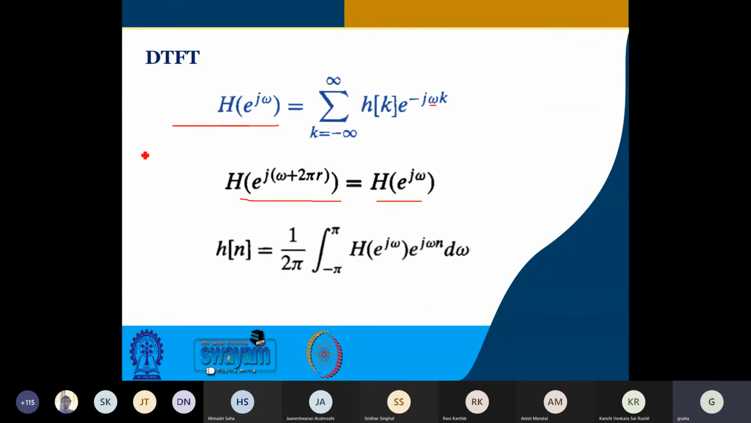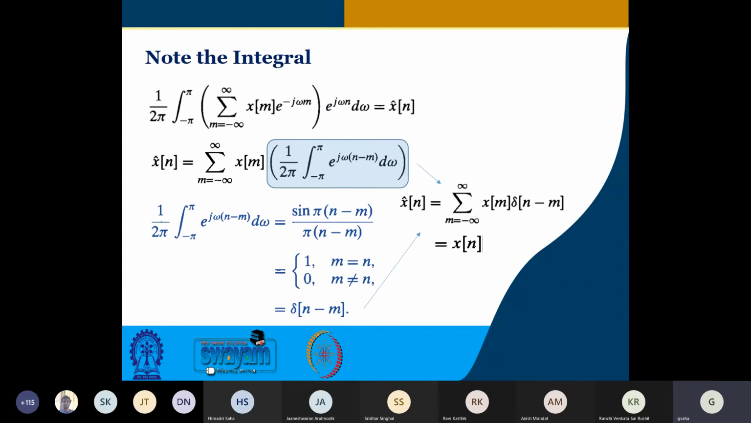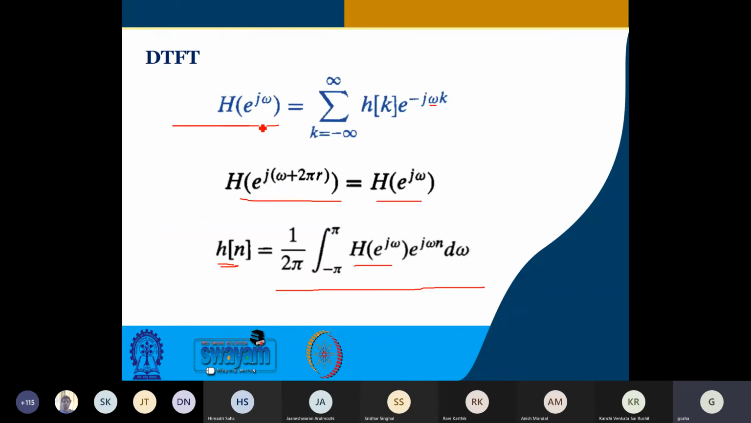The other thing is that if you want to get back h[n] from H of e to the power j omega, then we use the inverse discrete time Fourier transform, this equation, and we can get back h[n]. Now, to understand how it comes about, we can look at this particular part of the discussion. So we are looking at h[n] being arrived at from H of e to the power j omega.